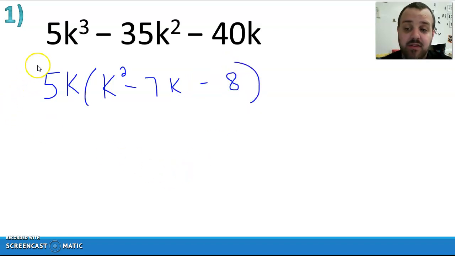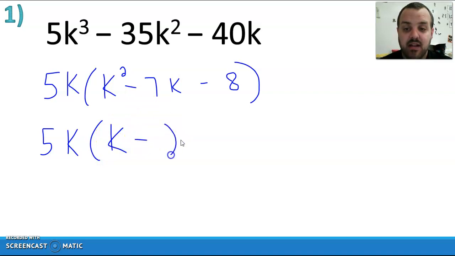And now I have this 5k over here. This right here is now a trinomial that I can factor. This is like the ones we did the other day. So I'm asking myself, what's going to multiply to negative 8 but add to negative 7? And if you remember, we kind of had a trick with the signs. We know this is going to be a minus down here, and we know that this one is going to be a plus because this tells us to change what sign we wrote there. So what two numbers will multiply to negative 8 and add to negative 7?